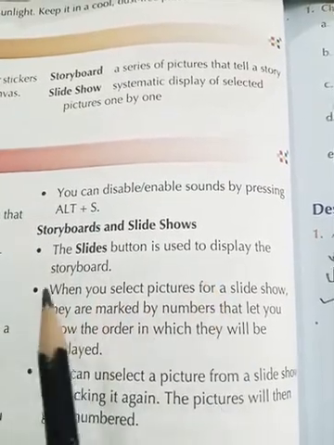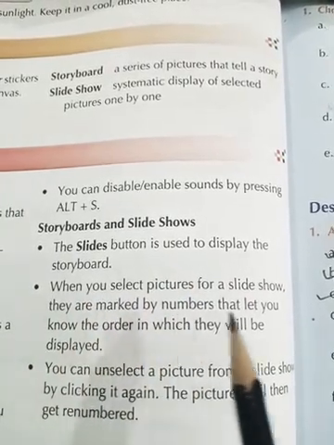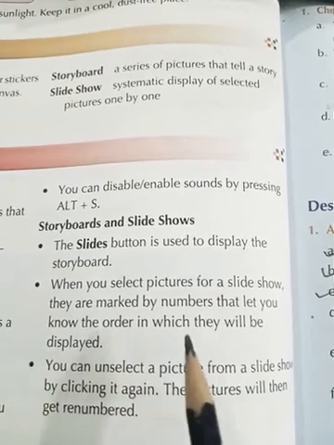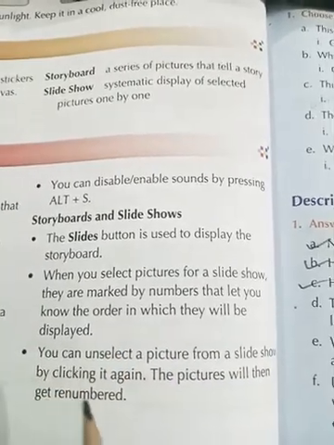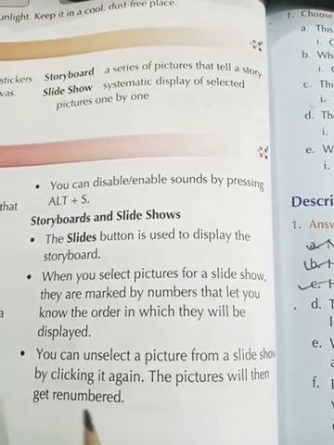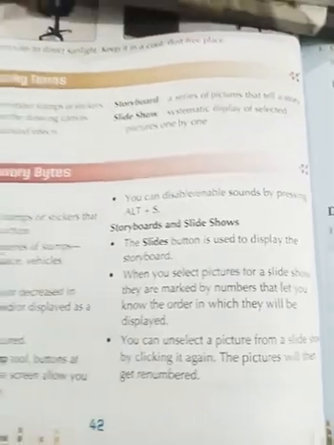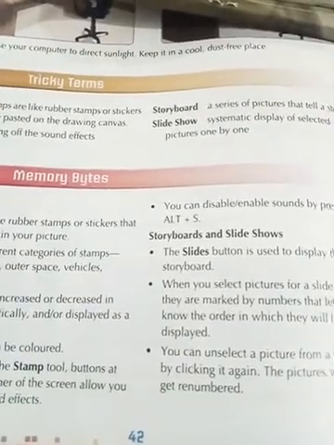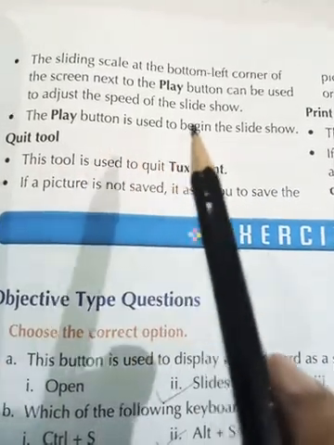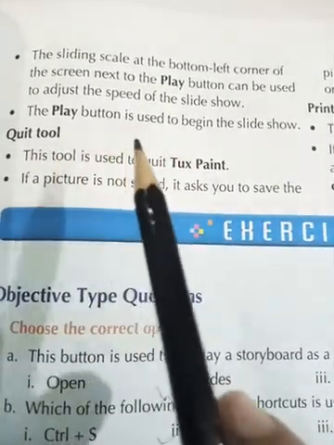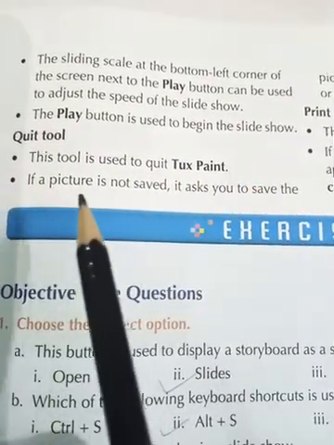Storyboards and slideshows. The slides button is used to display the storyboard. When you select pictures for a slideshow, they are marked by numbers that let you know the order in which they will be displayed. You can unselect a picture from a slideshow by clicking it again. The pictures will then get renumbered. Come to the next page. The sliding scale at the bottom left corner of the screen next to the play button can be used to adjust the speed of the slideshow. The play button is used to begin the slideshow.